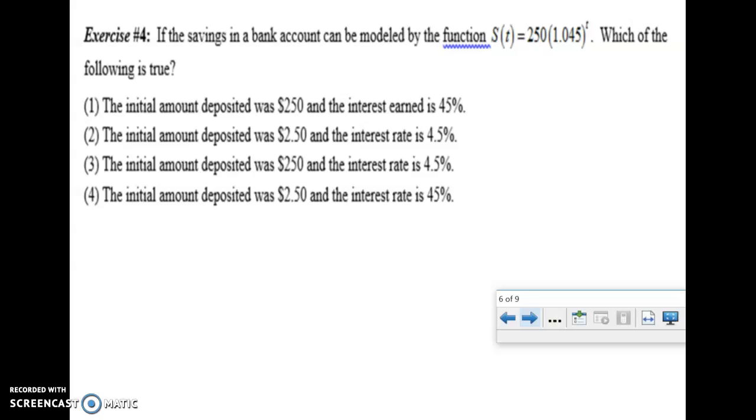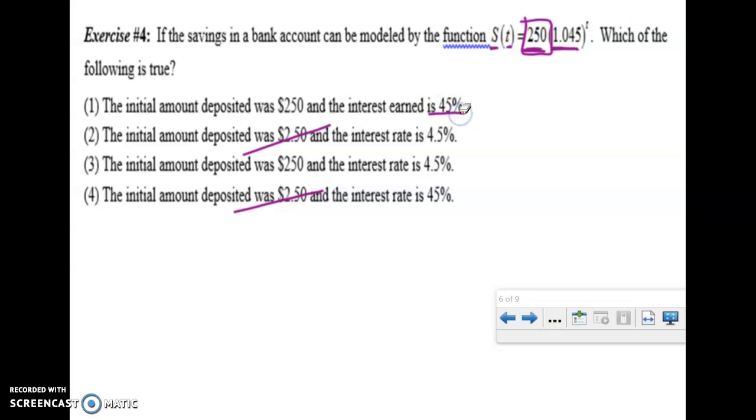This time it's kind of just laying it all out there. If a savings account has a function that is represented by S, probably savings, T for time, an initial value of 250, and growing because it's over 1 at that rate, which of the following is true? Well, that 250, that initial value is not going to change. You don't move that decimal, so get rid of the one that says $2.50 and the other one that says $2.50. Those are out. Now we're looking at 1 and 3.